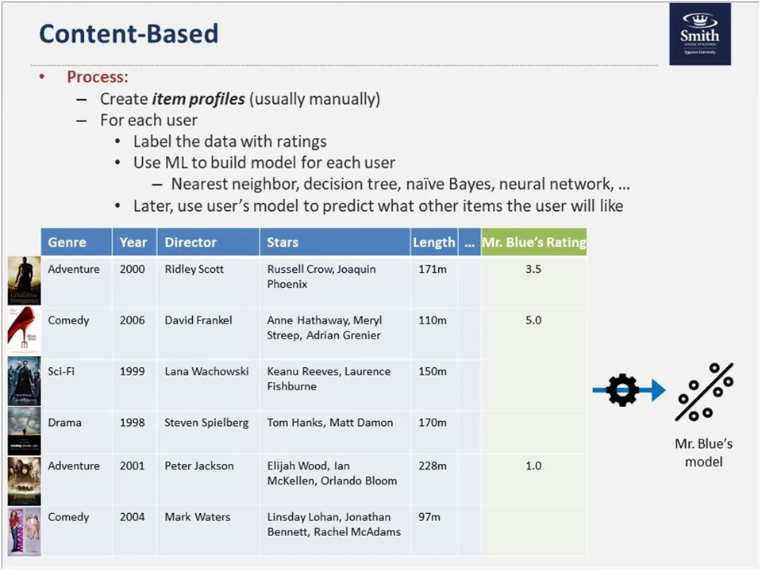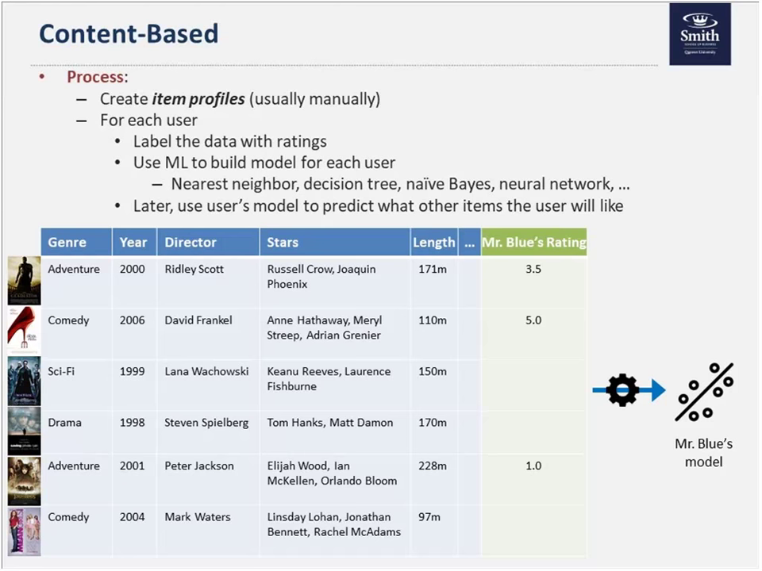But now we have a matrix of numbers, but we also, if you take a machine learning view of this, we have labeled training data. So we have predictor variables and a target label. And so what the content-based algorithm does is it inputs this matrix into any machine learning algorithm, any kind of classifier or regression. So nearest neighbor classifier, decision tree, naive Bayes, neural network, lots of different approaches.